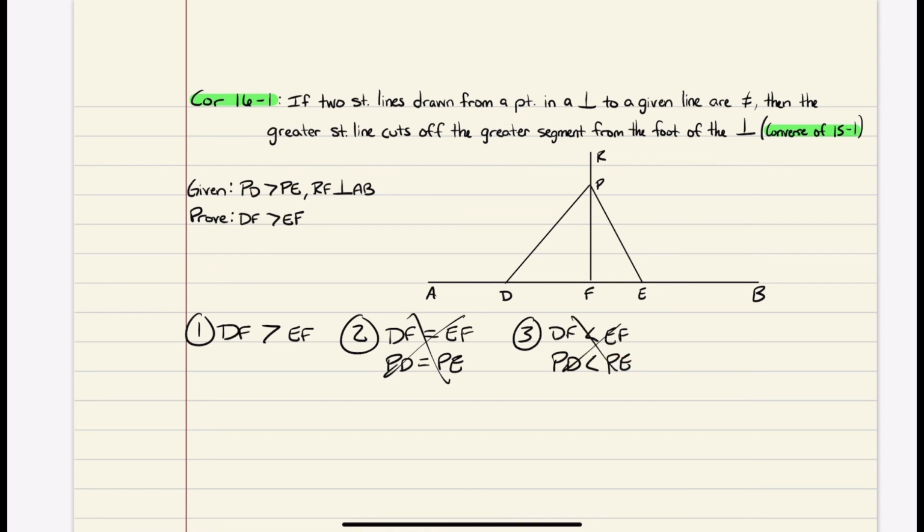And that leaves us with the only other possibility to be true. And so with the indirect method, we can prove that this is the only possibility to be true with this given, and really corollary 16.1 is just proven by that indirect method.